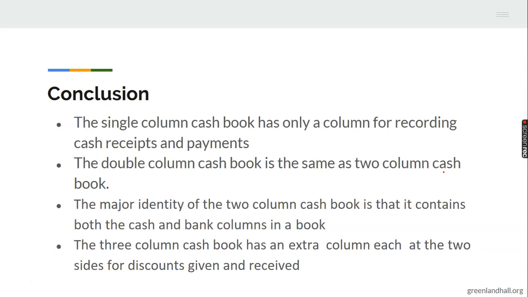Conclusion. The single column cash book has only a column for recording cash receipts and payments. The double column cash book is the same as the 2-column cash book and has 2 columns for recording cash and bank transactions at the 2 sides. The major identity for the 2-column cash book is that it contains both the cash and bank columns in a cash book. The 3-column cash book has an extra column each at the 2 sides for discounts given and received.